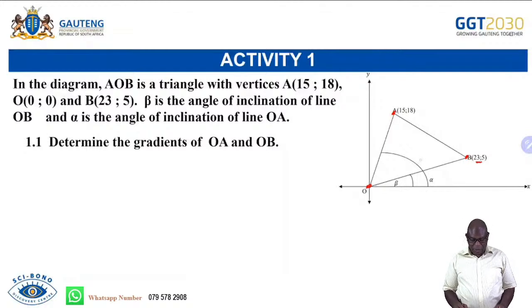Beta is the angle of inclination of OB. So OB is that line, and beta is that angle here.